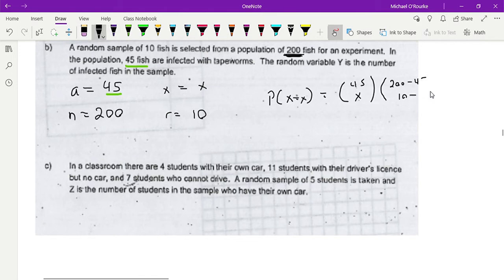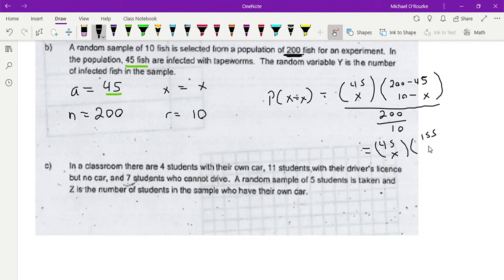Do you want me to write it out fully or just write the answer? Okay. Yeah, we're not going to solve this. We're just practicing writing it out. So this is going to equal 45 over x, 155 over 10 minus x, and 200 over 10.